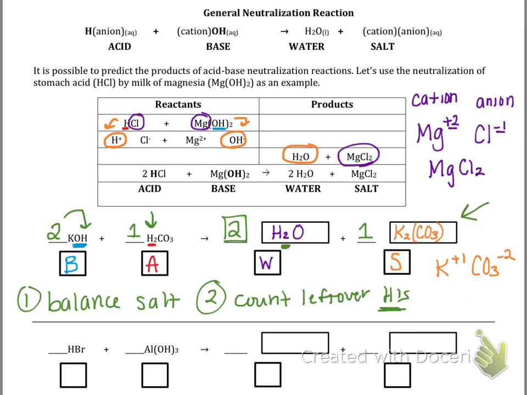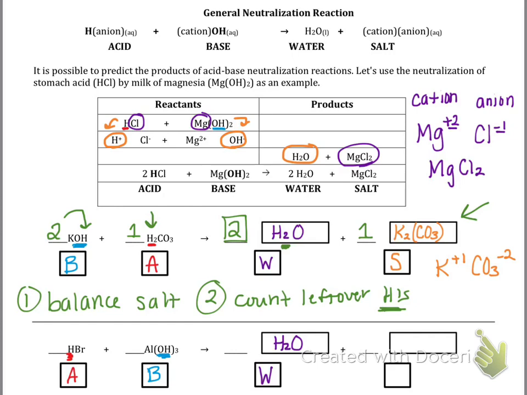So let's do one more example down here. Okay, so you look at the first compound, which is HBr, and hopefully you spot this is your acid because of the H in front. Then you have a compound AlOH, aluminum hydroxide. You see that OH, so you know that this is a base. The H and the OH, H from your acid, OH from your base, is always going to create water. So W for water.